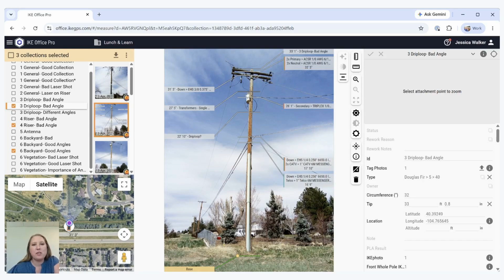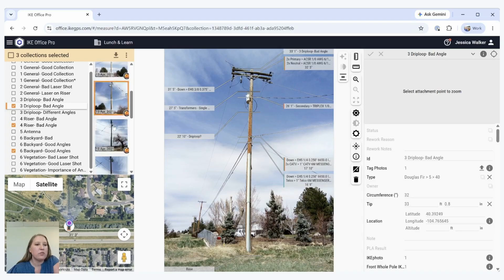This example that I have pulled up here is a really good example of perception error. Since poles are not a flat object, we do see this in any type of data that is a photo. In this example here, you can see this drip loop. Anything that's on the back side of the pole is going to have the highest degree of perception error. This one we're measuring at 22 foot 10, but if we have more angles, we can check this and make sure that that's the right number.